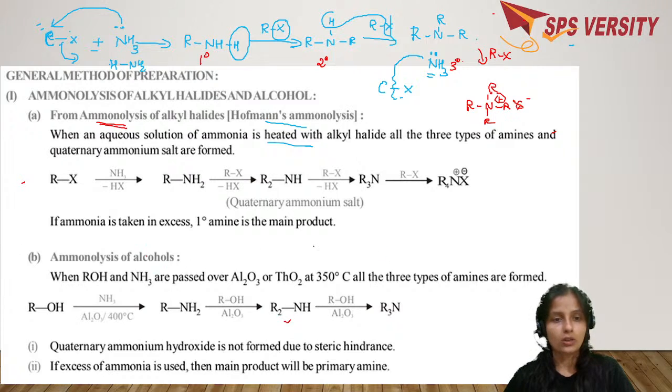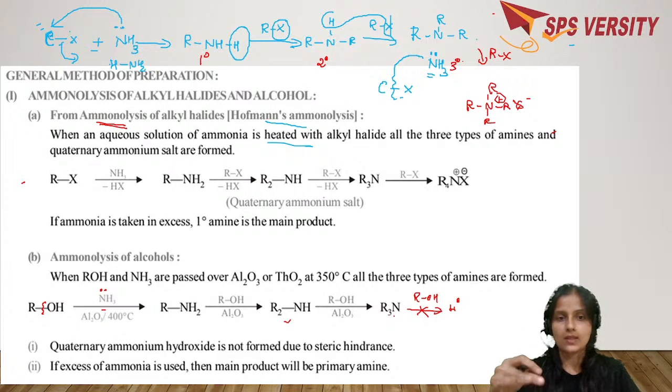Ammonolysis of alcohol: in the same way, in case of alcohol, just like alkyl halides, this bond can be broken in the presence of amines, and here a water molecule is a byproduct. You can get the primary amine, secondary amine, and the tertiary amine. Here, you don't get the quaternary ammonium hydroxide because of steric hindrance. And just like the previous case, if you use excess ammonia, the primary amine will be the main product.